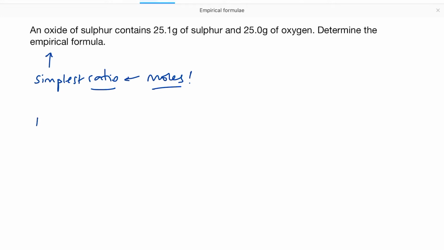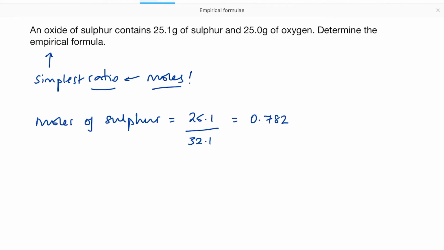So let's start by finding the moles of sulfur. So moles of sulfur equals the mass, 25.1 divided by the molar mass, which on my periodic table is 32.1, and that comes to 0.782 moles.